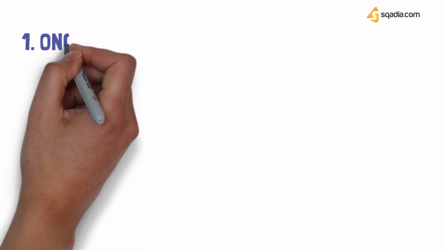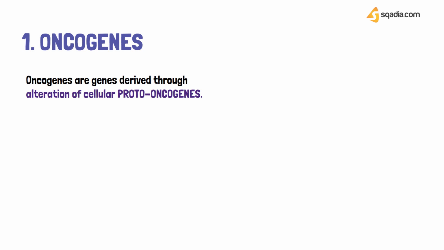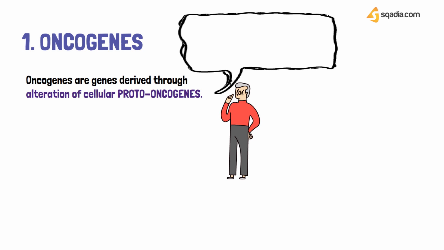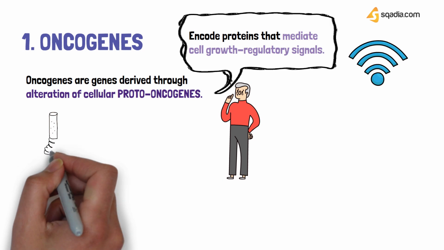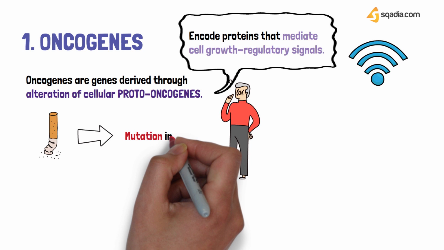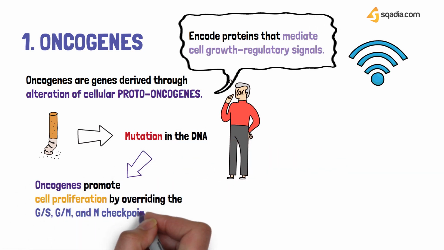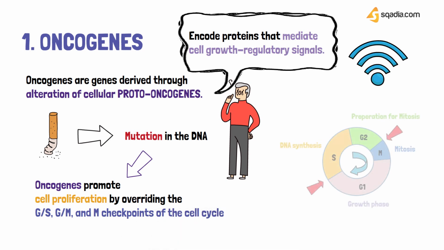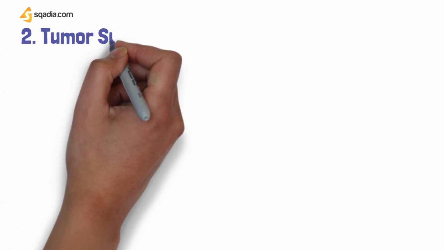Now let's talk about the oncogenes first of all. Just like we discussed before, the oncogenes are derived from cellular proto-oncogenes. What are proto-oncogenes? These are basically the proteins which encode and mediate the signals for cell growth. So if there is a carcinogen involved, there is going to be mutation in the DNA. And the oncogene is going to promote cell proliferation by overriding the checkpoints, which we just discussed before. By overriding these checkpoints, the mutation is going to stay inside the cell, and that defective mutated cell is going to keep on dividing.